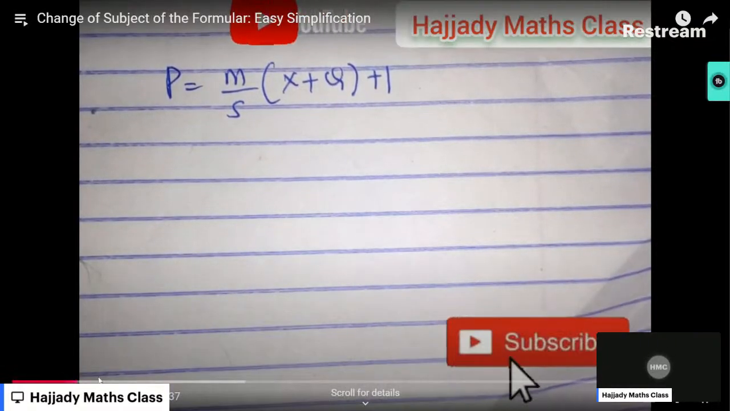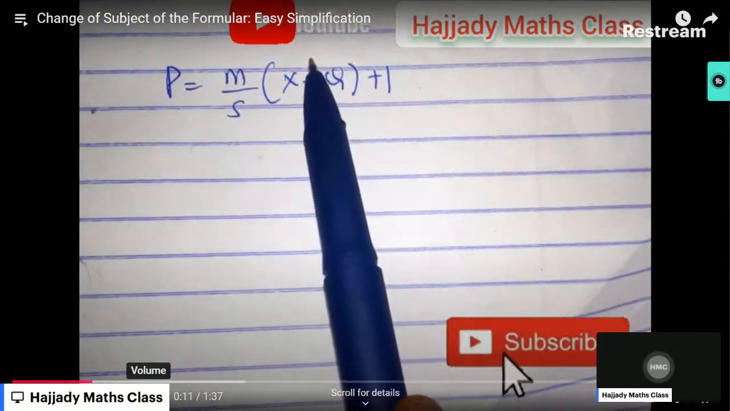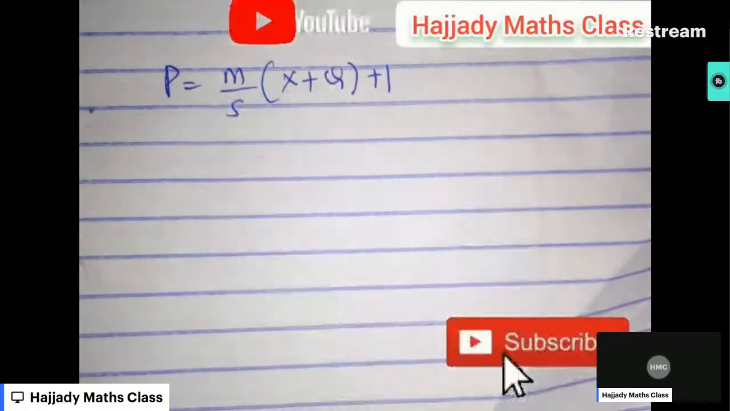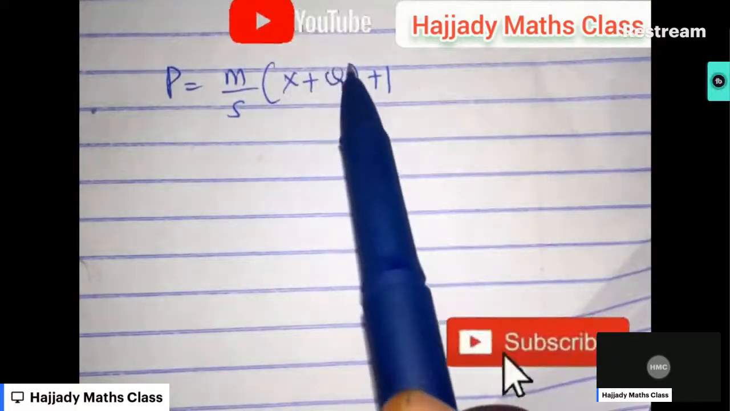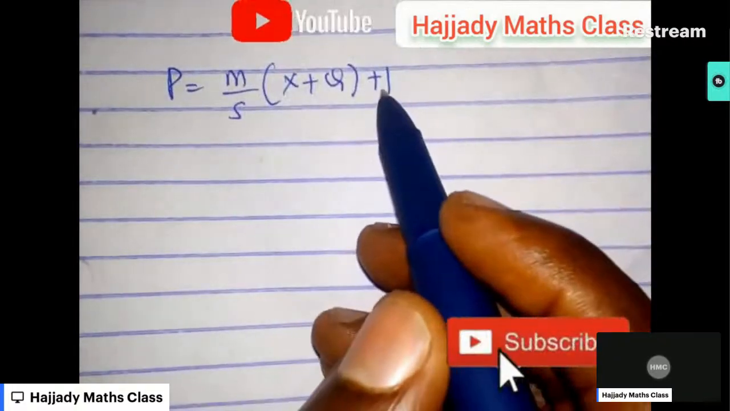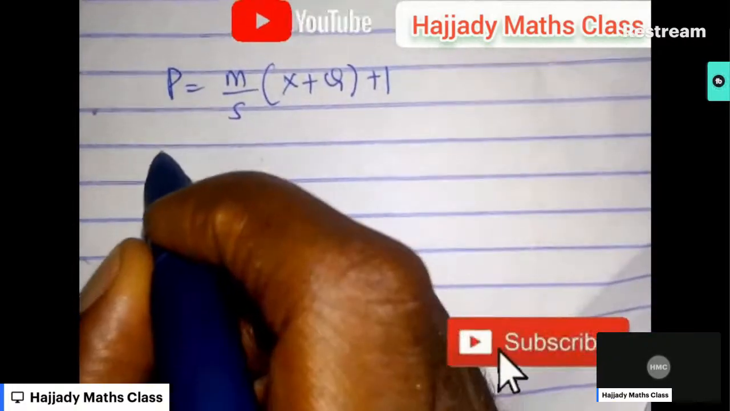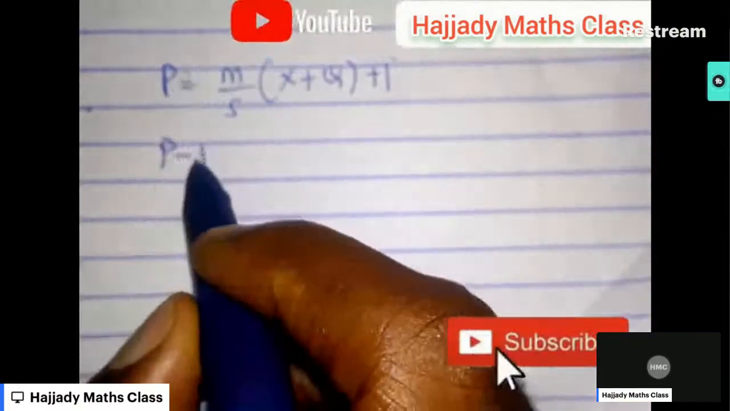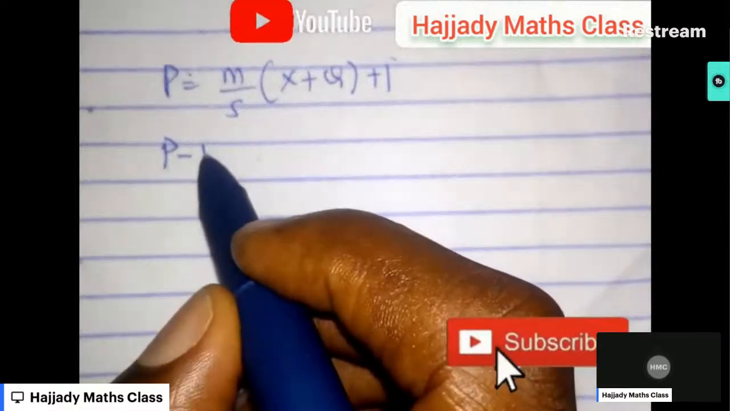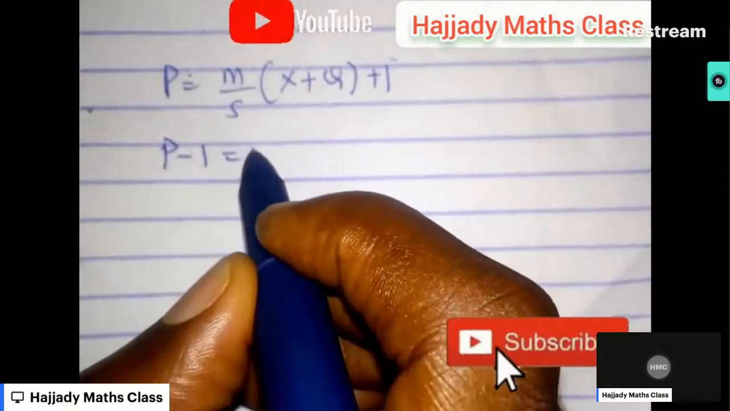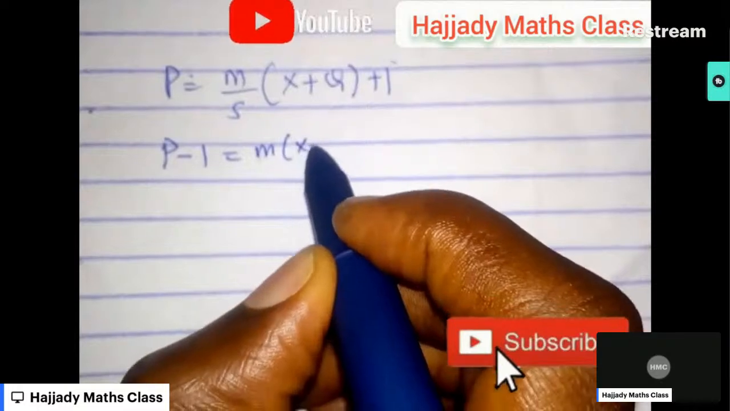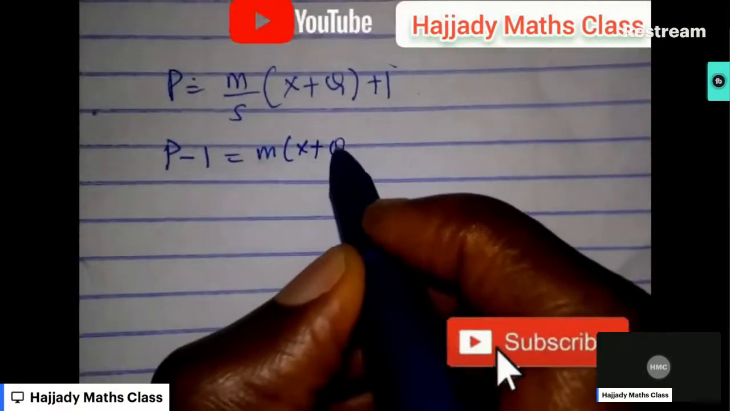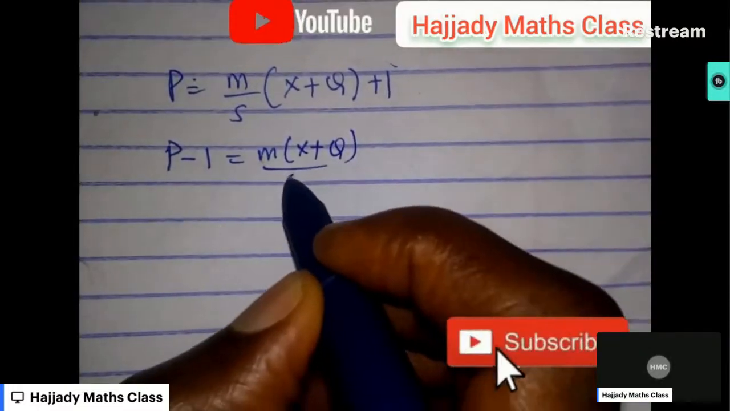Now, today we want to make Q the subject of the formula from this equation, and for us to do that, we have to move this to the left hand side first. So here we have P minus 1. If 1 is coming to this side, it turns to a minus sign, equals M into bracket X plus Q all over S.